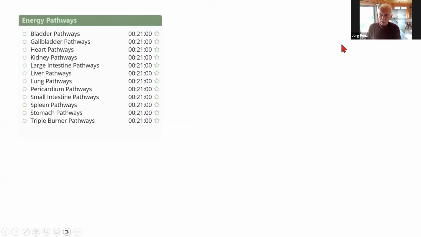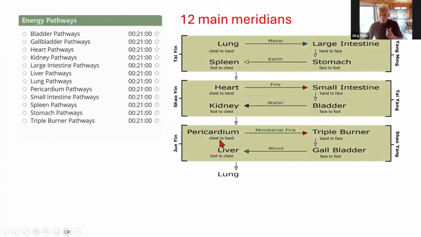So, and here we have got the energy pathways. What is that? Well, these are the meridians, of course. 12 of them. And then the question comes, what are meridians? Well, meridians have the energy for 2 hours and then pass it on to the next meridian. And because we have got 12 meridians, we have got a 24-hour circle before the first one gets the energy back. So there are meridian clocks where you can look up which meridian is actually active and when.